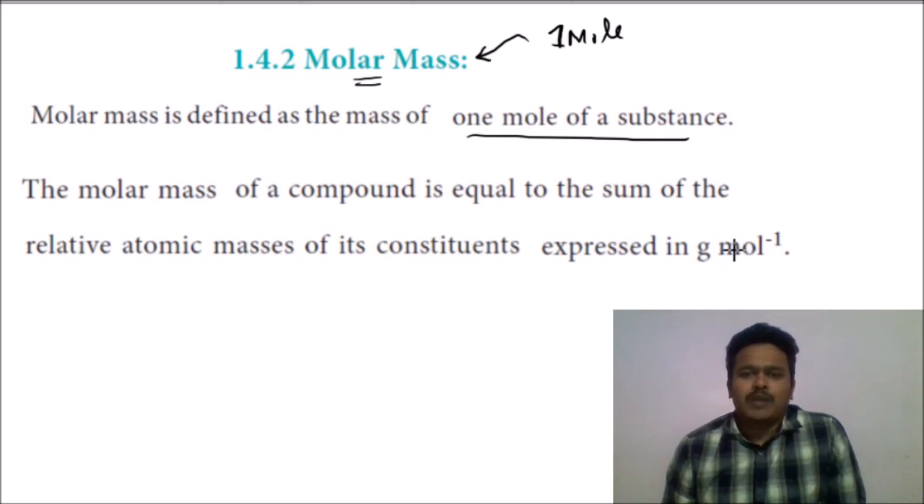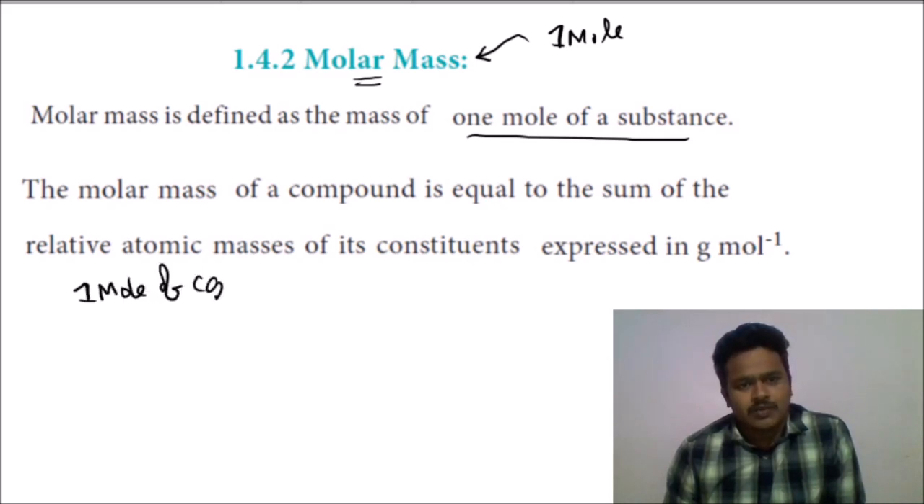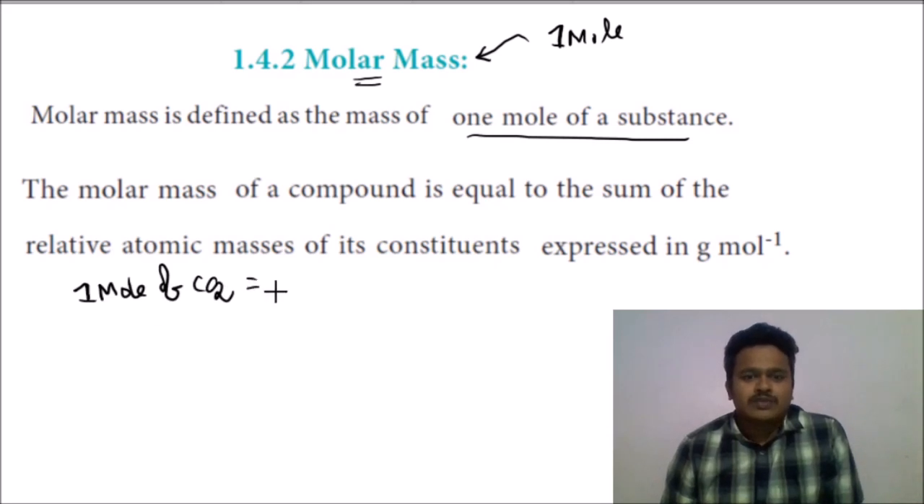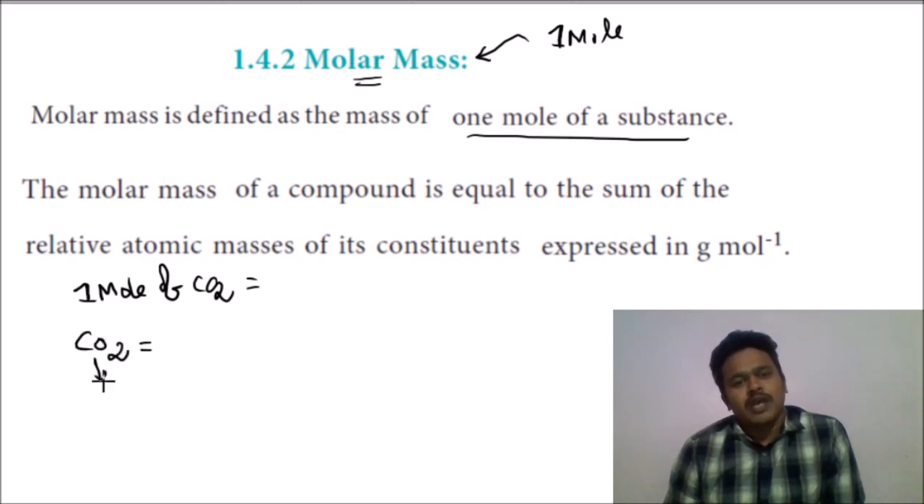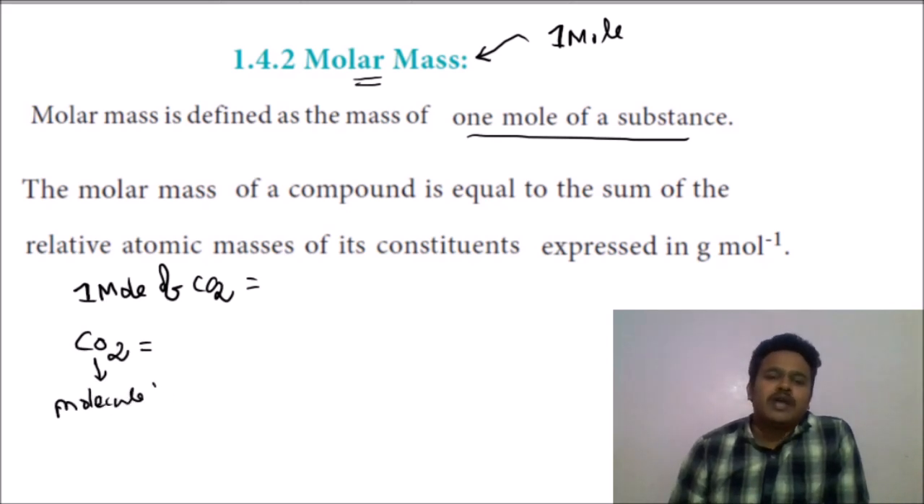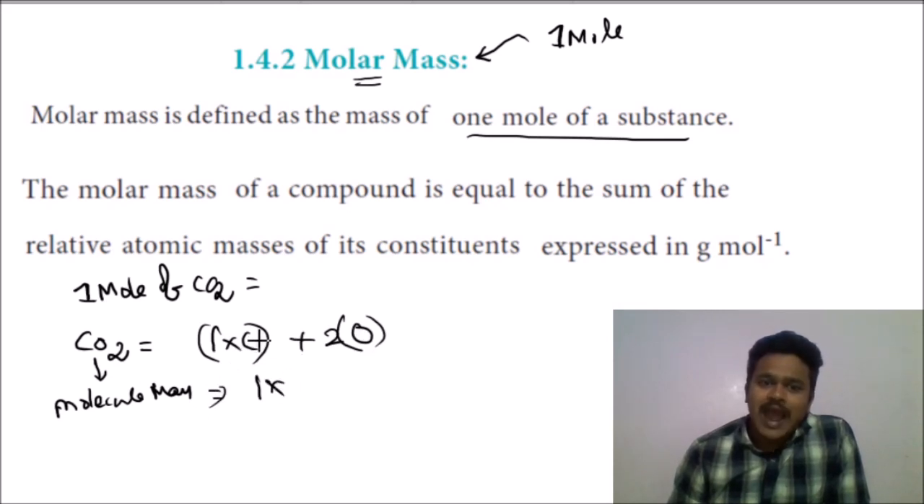For example, what am I taking? 1 mole of CO2. The molar mass I have to find out, so I have to find out the CO2 molecular mass. CO2 is a molecule. Molecule means, what are the atoms there? 1 carbon atom is there plus 2 oxygen atoms are there. What I have to find out? 1 into carbon, carbon is the atom.